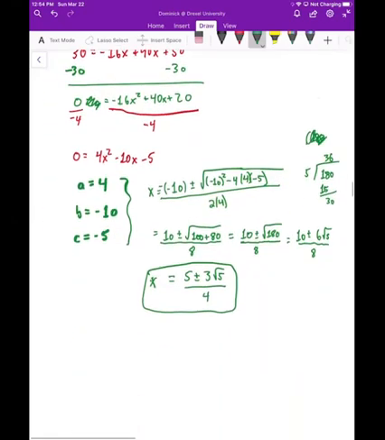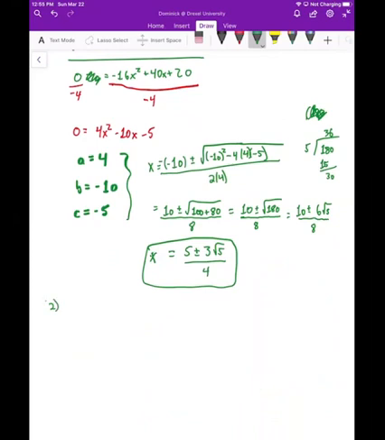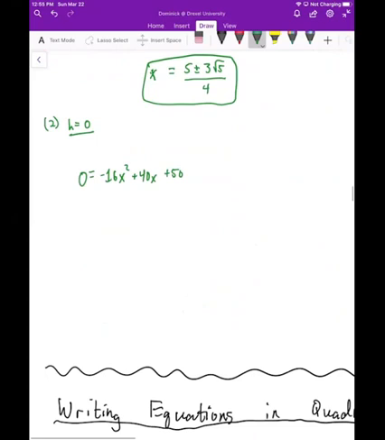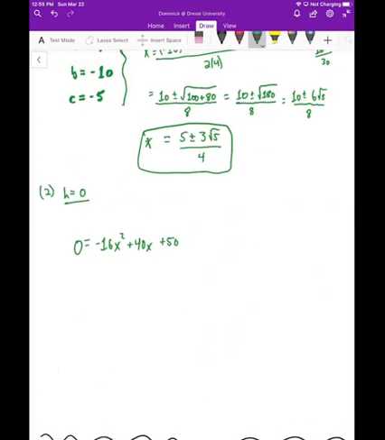Now, when will the ball strike the ground? The ball strikes the ground when the height is 0, of course. So we want to solve the original equation for when h is equal to 0, which just makes this 0 is equal to negative 16x squared plus 40x plus 50. I believe that's what the original one was. Yes. Okay, so again, in this case, I believe now we can only divide by a negative 2. So if we do that, we get 0 is equal to 8x squared minus 20x minus 25.